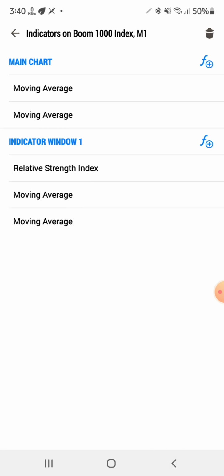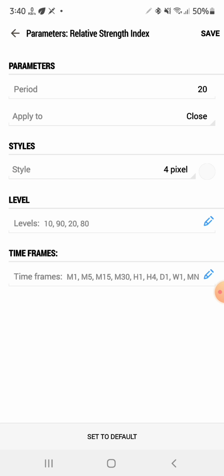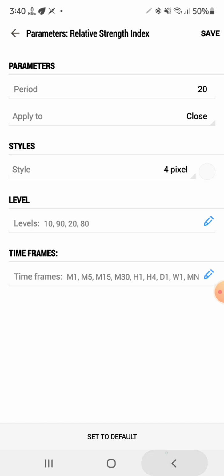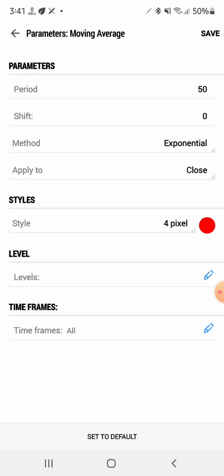Now for the indicator window, you need to add the RSI to show the strength and weakness of the market, and then we are going to embed the two moving averages inside our chart to be able to tell the market trend, to see when the market is changing from bullish to bearish or from bearish to bullish. So these are the settings for the RSI. Just apply them the same way you have it on the screen right now, and these are the levels. Just put it like this, and once you are done, apply the moving average too. These are the settings.